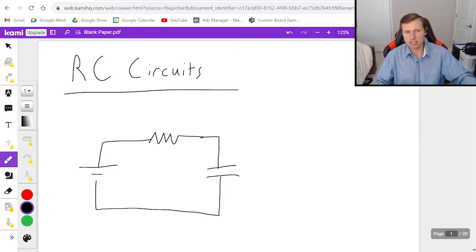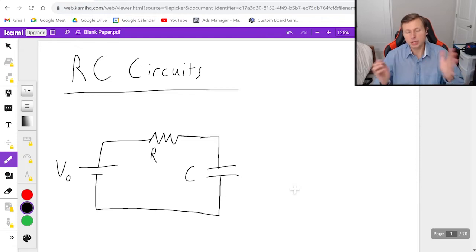It doesn't necessarily have to be in series. There are different configurations, but this is the kind that you're most likely to see in class, so I definitely want to cover this. This resistor has a resistance R, this capacitor has a capacitance C, the values don't matter, and let's say this battery has an initial voltage of V0.